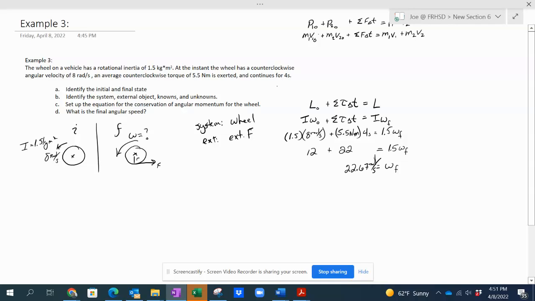And just to rehash here, this is very similar to an impulse momentum problem where you have the initial momentum. There is an external impulse which will equal the final momentum. And it's the same process as we've seen before.